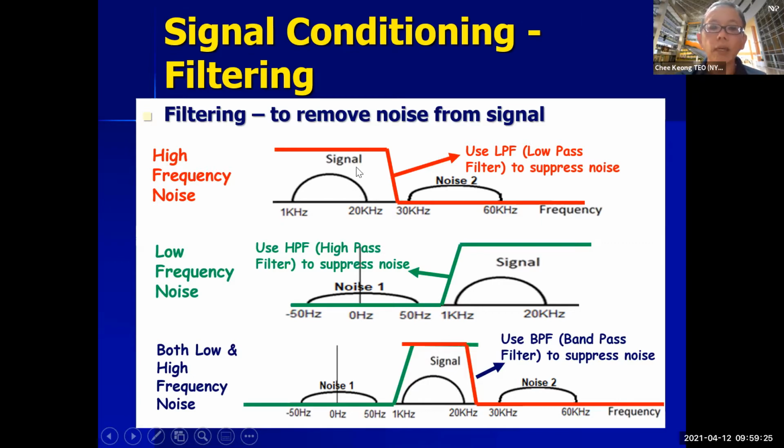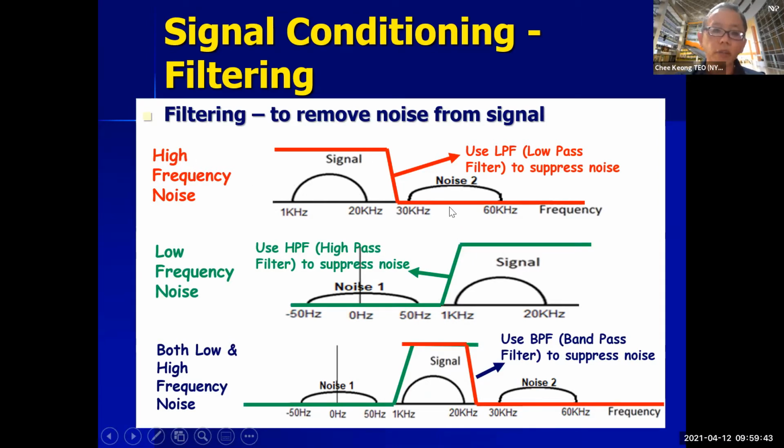So with this, we can actually use a low pass filter. A low pass filter will suppress the high frequencies after its cut off frequency. So you suppress everything above it, meaning the noise will be suppressed away and it will pass the signal frequency. So this is to use a low pass filter with high frequency noise.